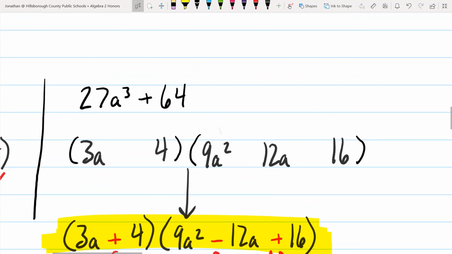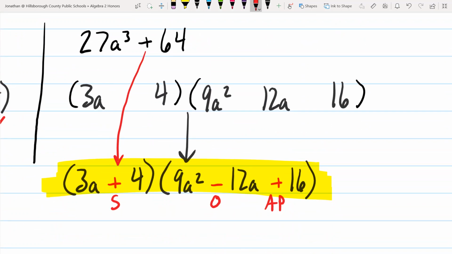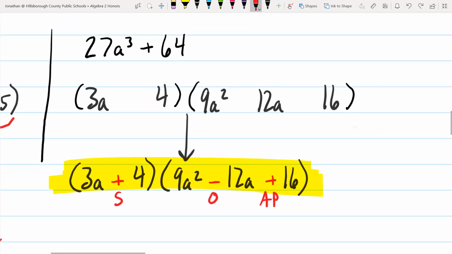Oop, come back. S. Same as what you started with. O. Opposite of what we started with. We started with a plus, now it's a minus. And AP always positive. If you're wondering, how the heck does this factor this?